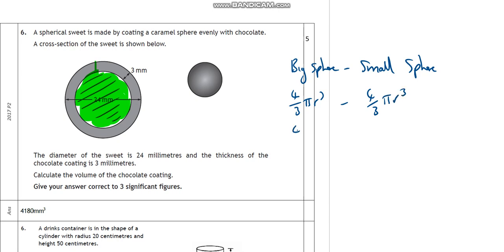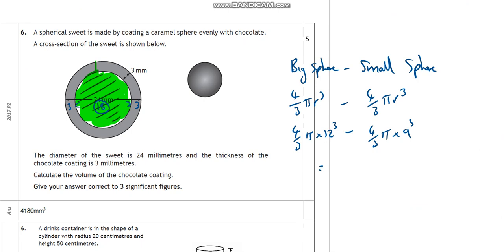Take away 4/3 pi r cubed. The radius of the big sphere, let's see, is 24 for the diameter, so it'll be 12 for the radius, and the small sphere, now we've got working out required here. So we've got 24, I know this is 3 and this is 3. The diameter of the small sphere is 24 take away 6, it's going to be 18. So then the radius will be 9. It's going to be 4/3 pi 9 cubed. And we'll just do that on our calculators.